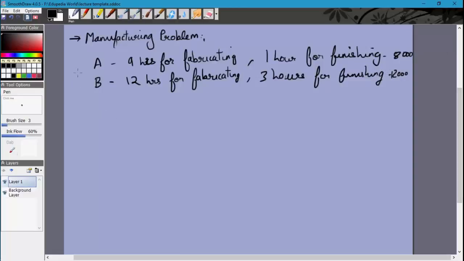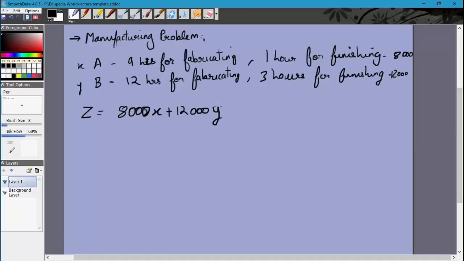So let's say we have X amount of cars A and Y amount of cars B. So Z, which is the objective function, will be the maximum profit. That will be 8,000 X plus 12,000 Y. We need to maximize this.